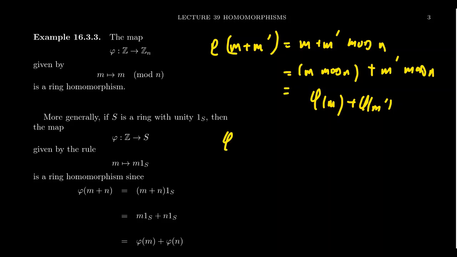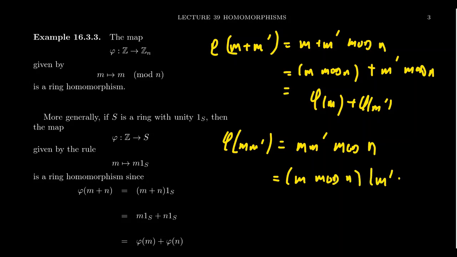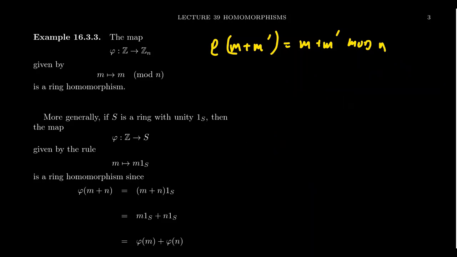So phi of m times m prime becomes m m prime mod n. But then again, these are the properties of modular arithmetic, it preserves these things. This is the same thing as m mod n times m prime mod n, which then gives you phi of m and phi of m prime. So again, these are all properties of modular arithmetic we've proven previously, so I'll just erase them from the screen. This is the canonical ring homomorphism from the integers to Z mod n. And n is somewhat irrelevant in this situation. We can map Z to any modulus we want to.